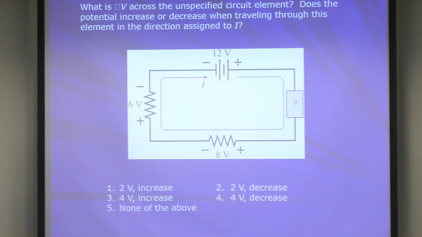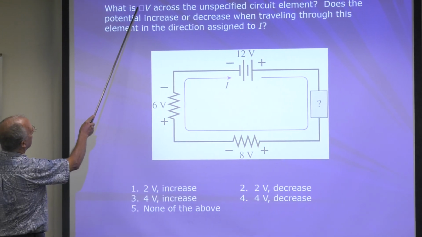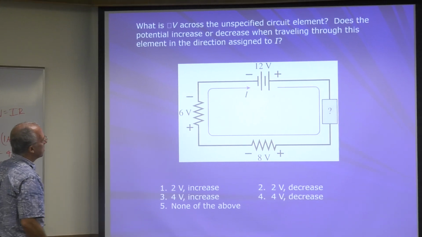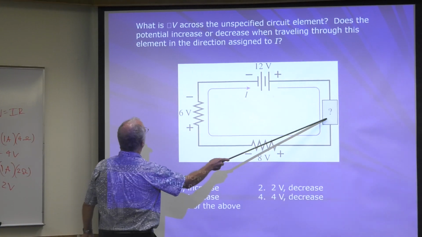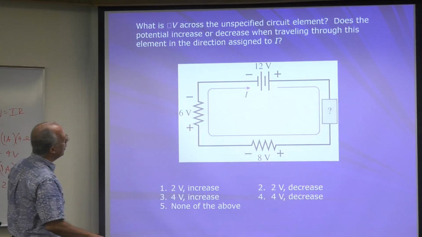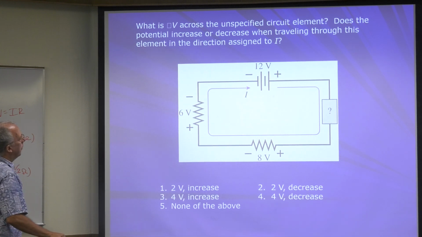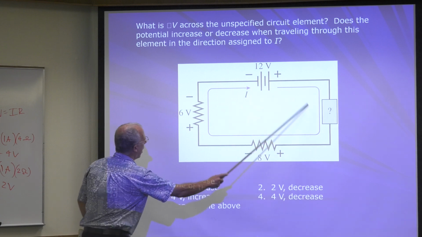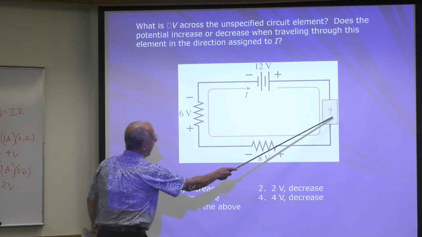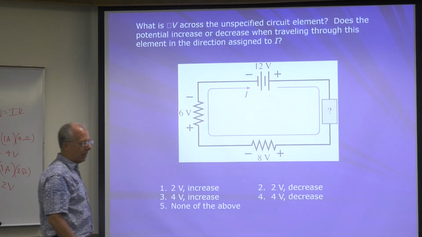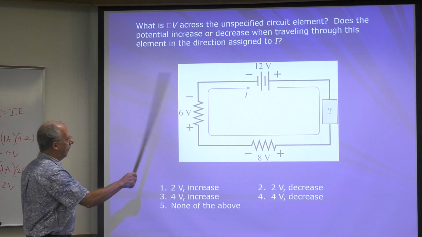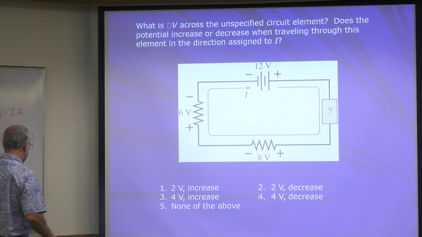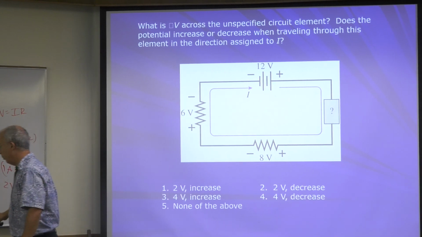Anyway, this is supposed to be a delta. All right, so what is delta V across the unspecified circuit element? Does the potential increase or decrease when traveling through this element in the direction assigned to I? All right, so I is going clockwise. So you're going to figure out the magnitude and the sign. Right, so pause your video and figure this out, please, using the Kirchhoff loop rule.